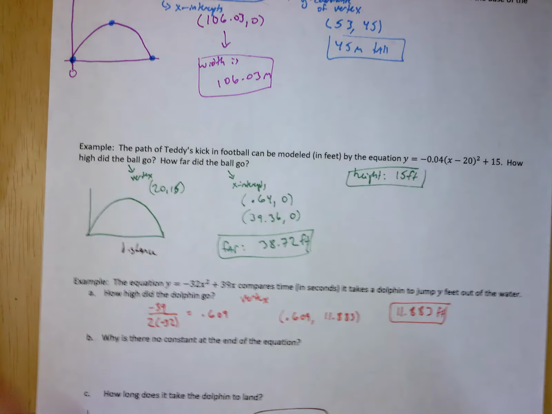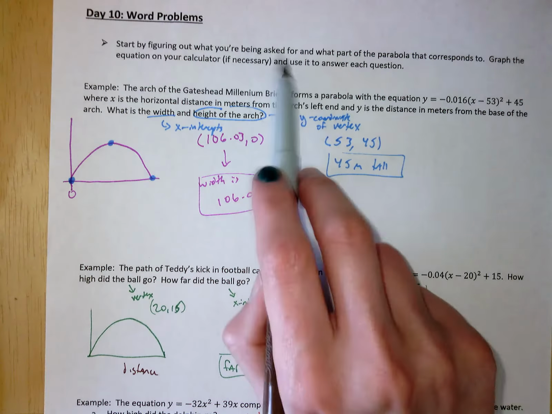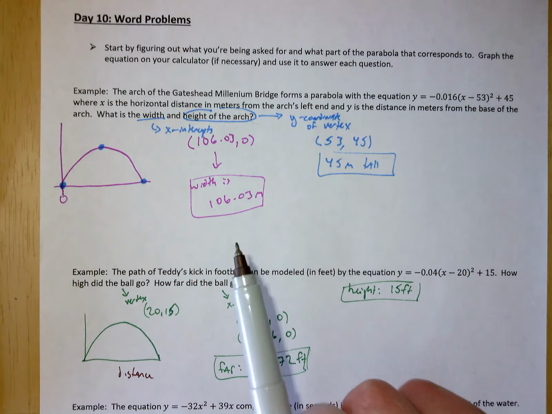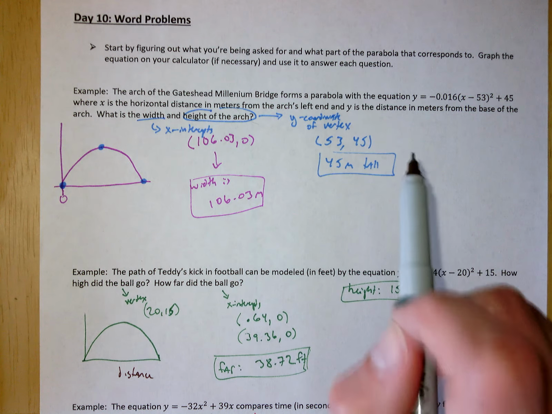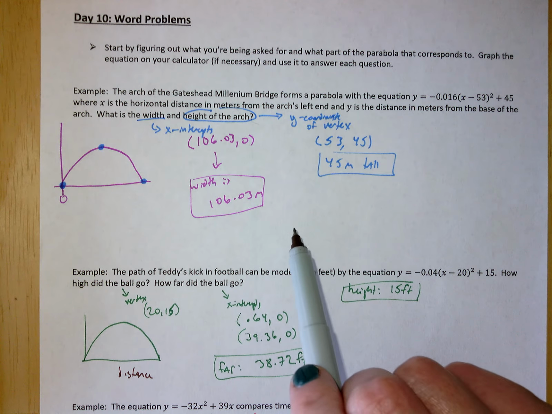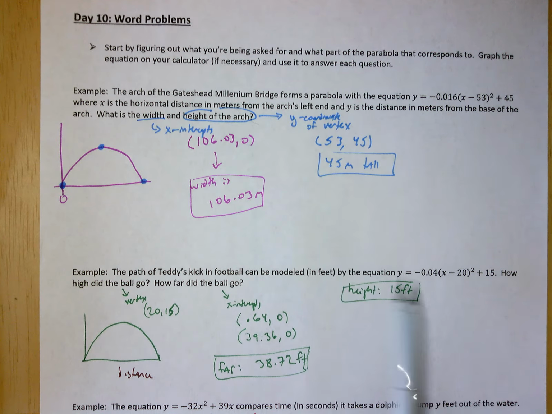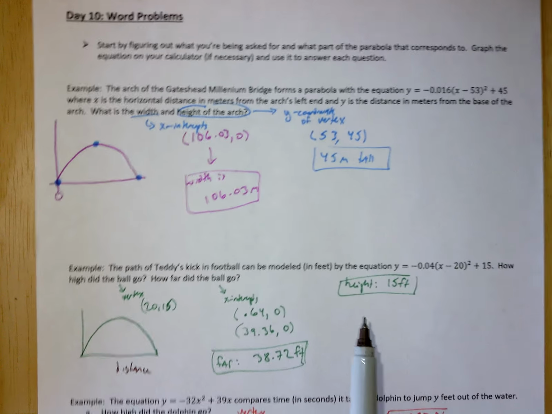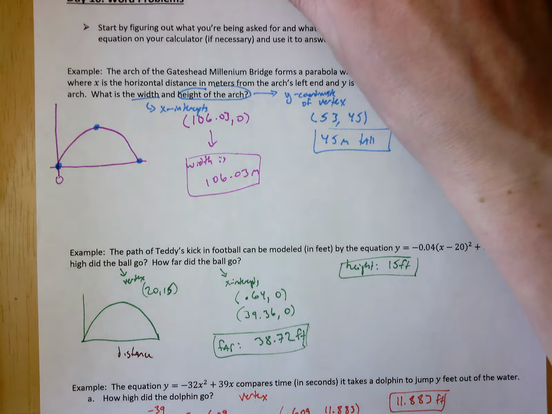Okay, so that's how you're going to use this. So again, always start by asking yourself, what exactly are you looking for and what part of the parabola does that correspond to? Okay, it seems really obvious, but that's the number one spot that I find people mess up. If you need to, graph it on your calculator. If you don't need to, don't, right? We didn't need to find the vertex in either of these equations. So save yourself the time. Don't bother graphing it. Okay, so that's solving word problems with and without a calculator.